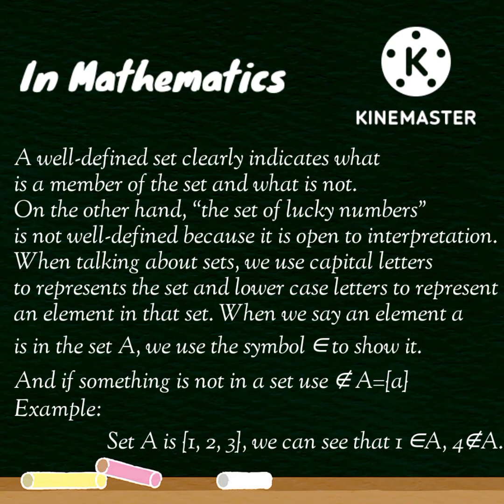When we say an element a is in the set A, we use the symbol that looks like a curved E to show it, and if something is not in a set, we use the curved E with a line crossed out. Example, set A is 1, 2, 3. We can see that 1 is an element of A and 4 is not an element of A.